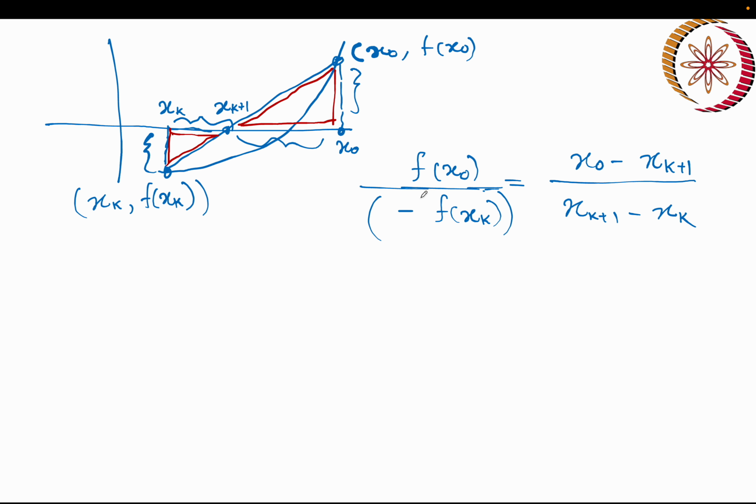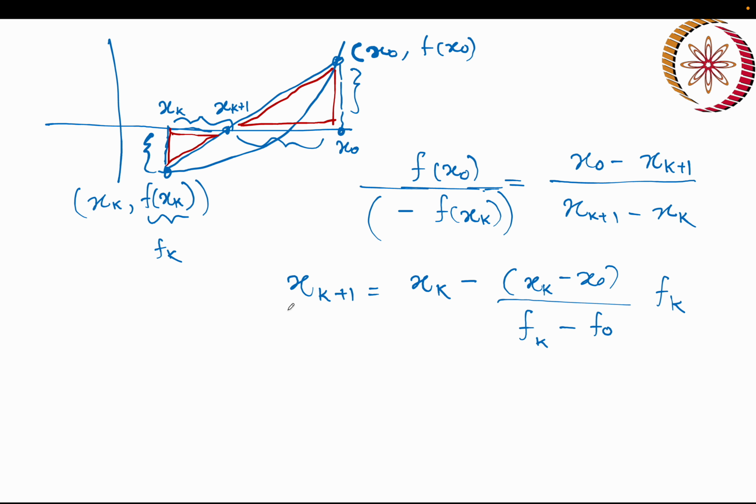Okay, so after doing this simplification, what we will get is xk plus 1 is equal to xk minus xk plus 1, so minus x0 divided by f of, let's say I will say k only, or this is nothing but f of k minus f of 0 fk.